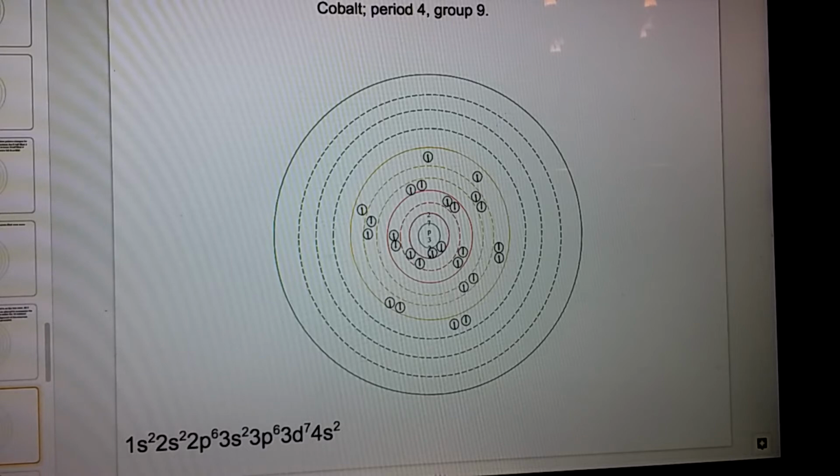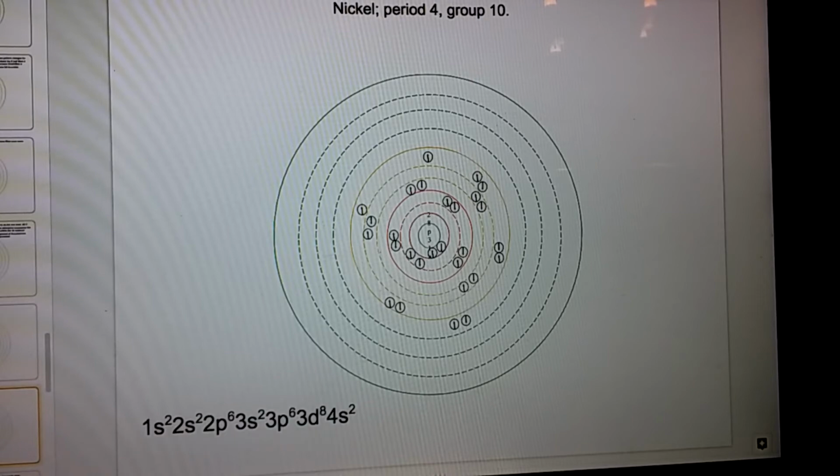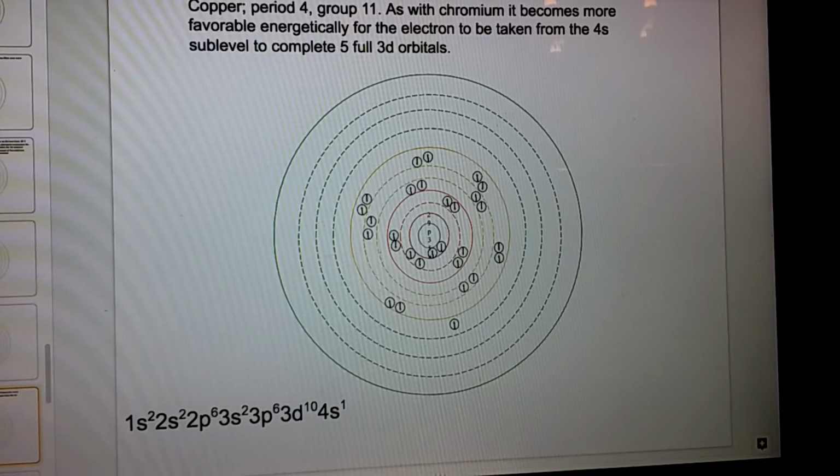Cobalt, period 4, group 9. Nickel, period 4, group 10. Copper, period 4, group 11. As with chromium, it becomes more favorable energetically for the electron to be taken from the 4s sublevel to complete 5 full 3d orbitals.